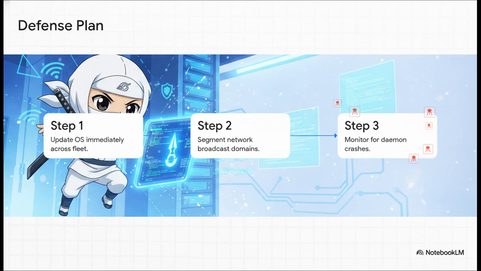Step 2. Enforce strict network segmentation. You want to implement temporary workarounds by ensuring Apple endpoints absolutely do not share broadcast domains with unmanaged or bring-your-own-device hosts. Restrict your sensitive devices to trusted, isolated networks only. And finally, Step 3. Actively monitor your endpoints for network daemon crashes.